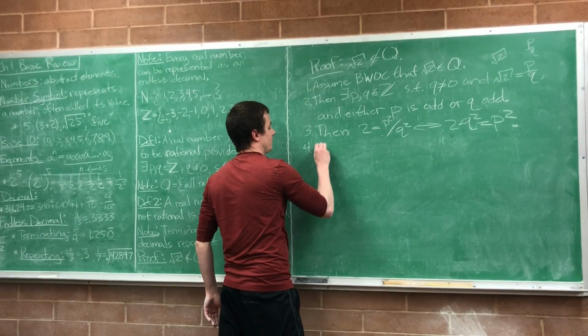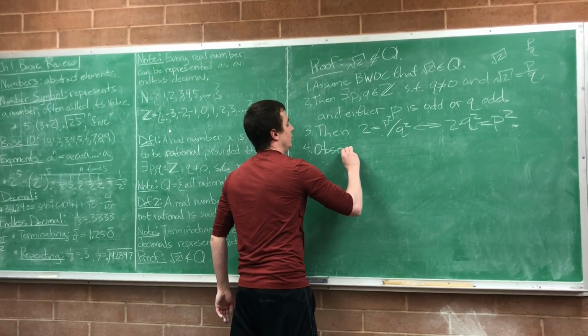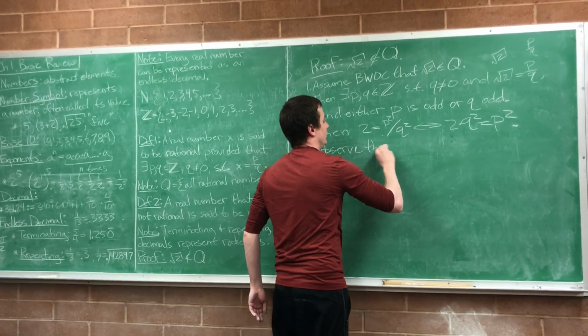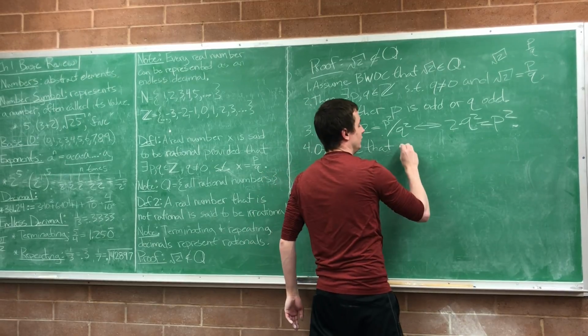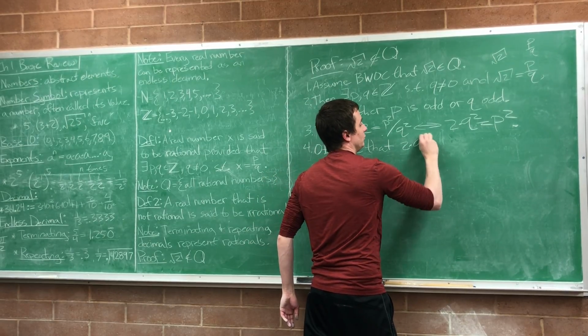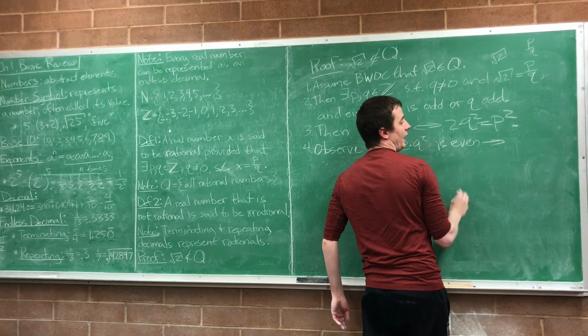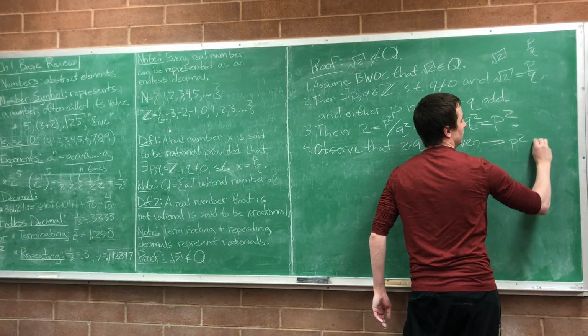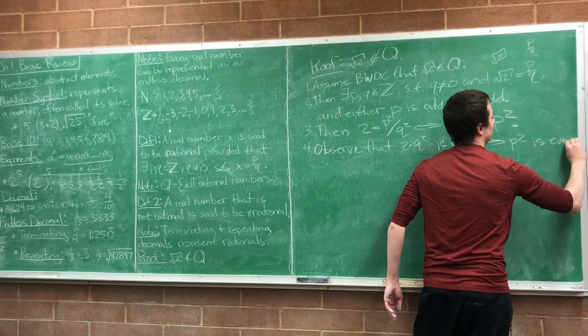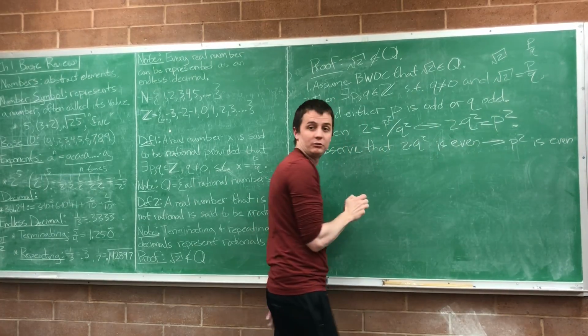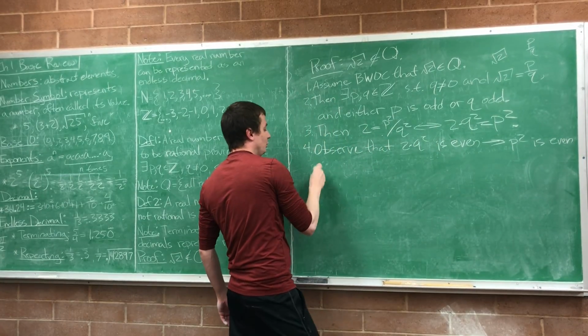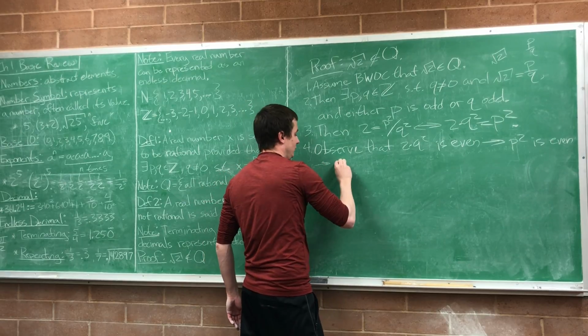So 4. Observe that 2 times q squared is even, which implies that p squared is even, because p squared is 2 times q squared, right? Which gives me that p is even.